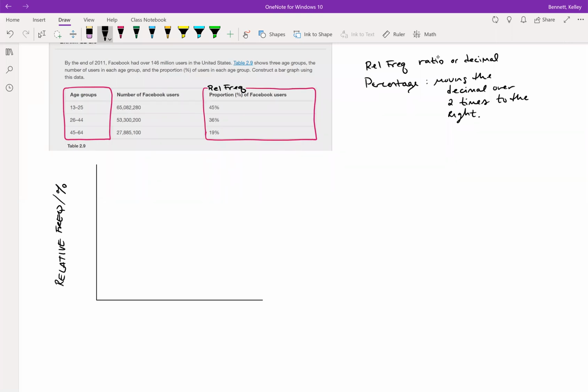All right, so on the bottom, we're going to have our age groups. One age group is 13 to 25. Another age group is 26 to 44. And then our last age group is 45 to 64. What we're going to do is draw a rectangular box up to the height of the percentages. Our biggest percentage here is 45. We also have 36, so I'm going to do it in thirds of this, so 30 and 15.